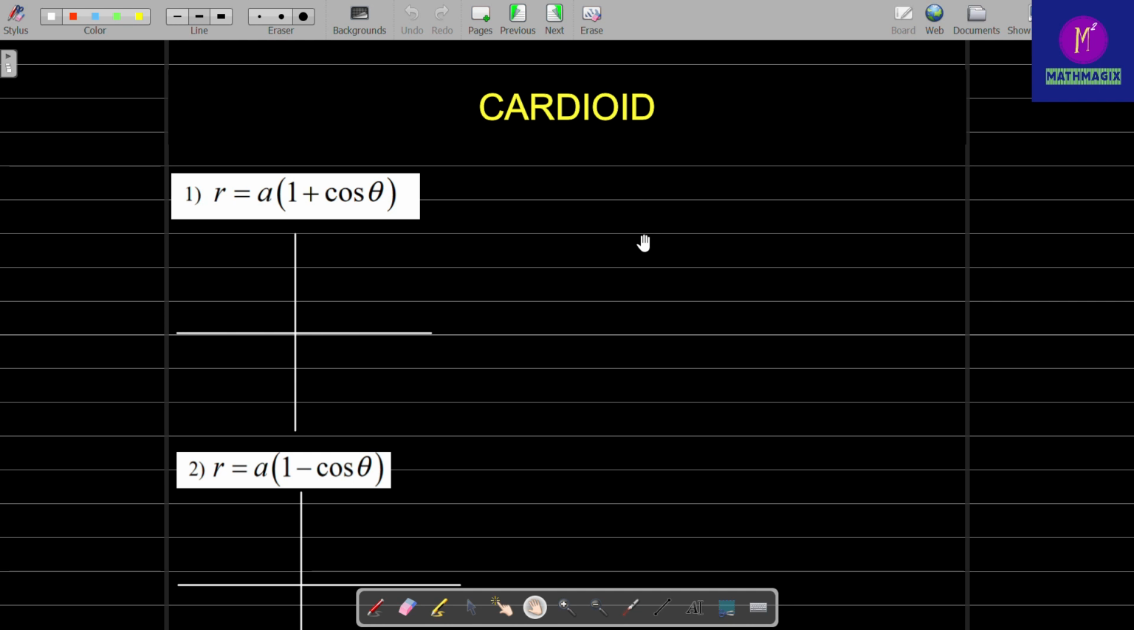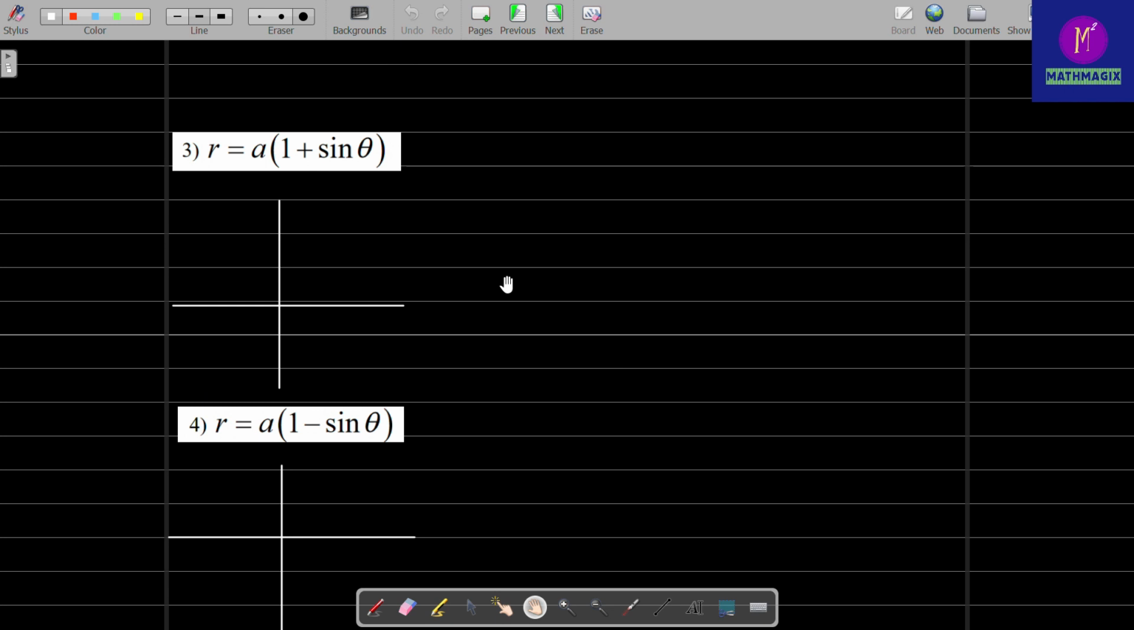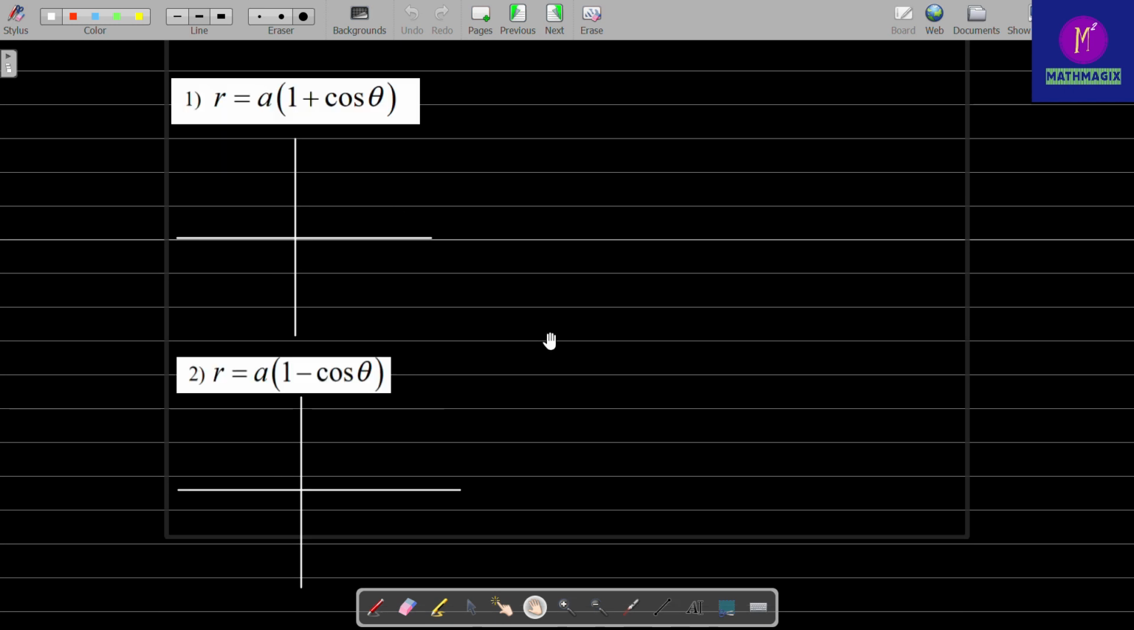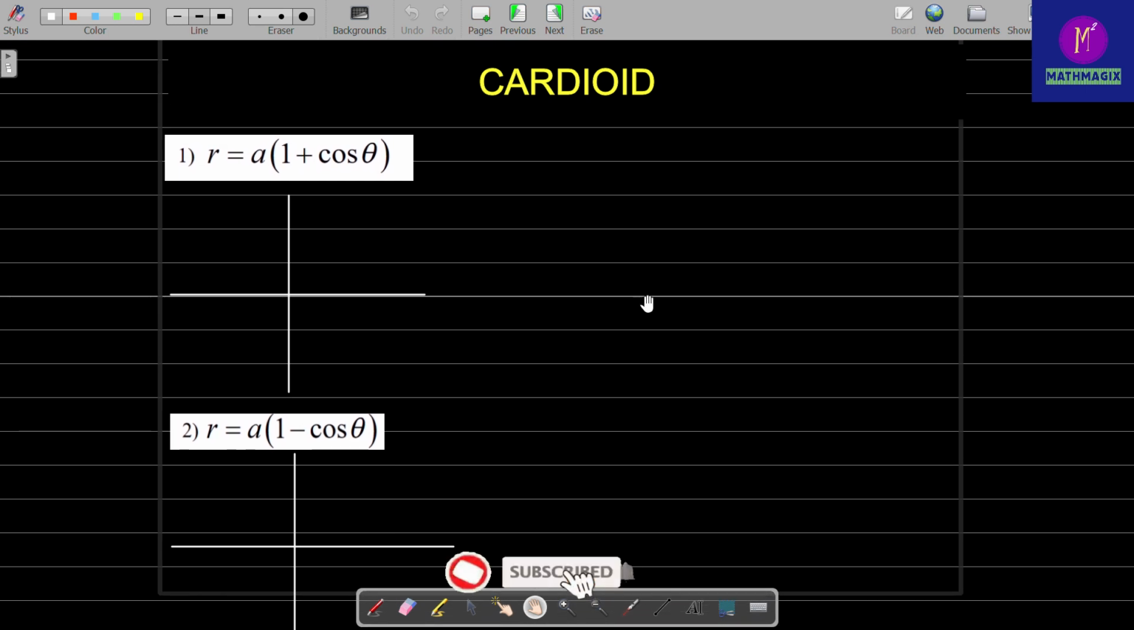Let us first see what is cardioid and how to draw that. So if you have equation r equals a into 1 plus cos theta, or 1 minus cos theta, or 1 plus sine theta, or 1 minus sine theta, something like that, then obviously it is an equation of cardioid. Let us see now how to draw the cardioid.